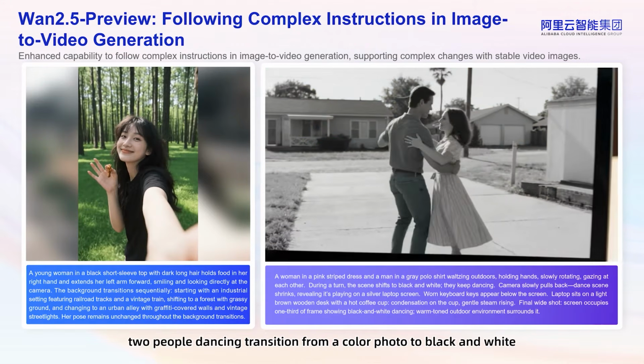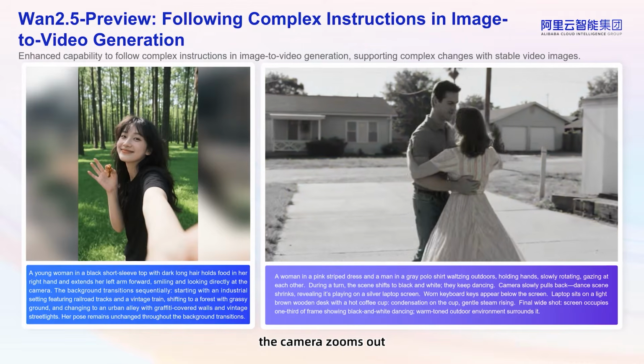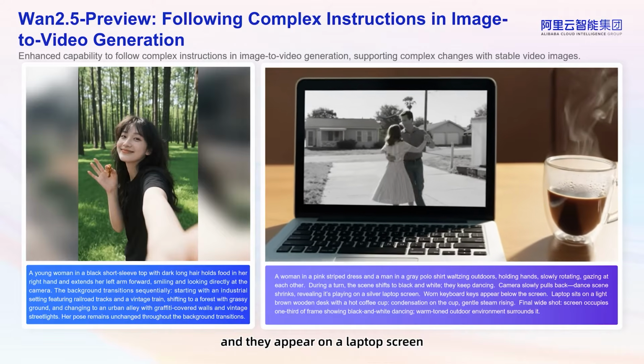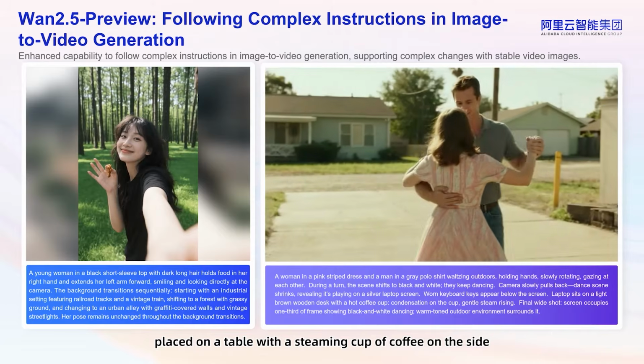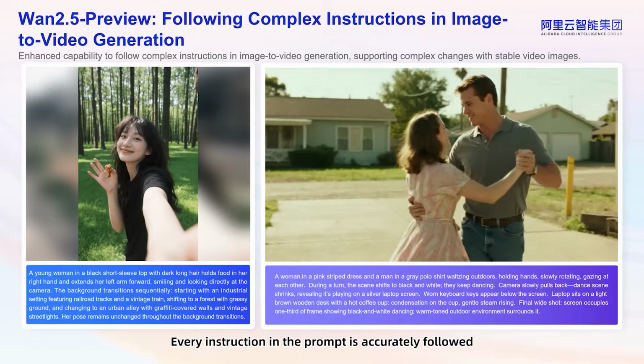On the right, two people dancing transition from a color photo to black and white, the camera zooms out and they appear on a laptop screen placed on a table with a steaming cup of coffee on the side. Every instruction in the prompt is accurately followed.